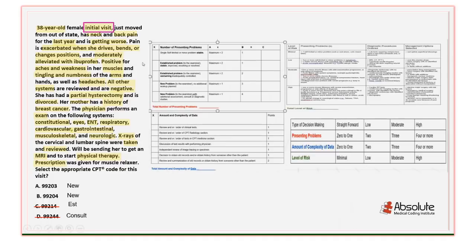So the first thing with the MDM, we need to figure out the number of presenting problems. So I want to see what everybody got for this one, and then I'll share with you what I got. Okay, great job, Trisha.